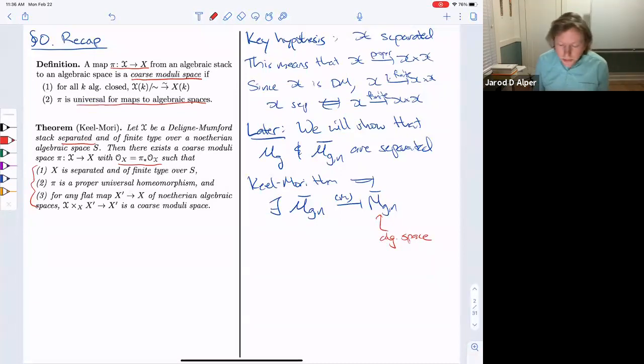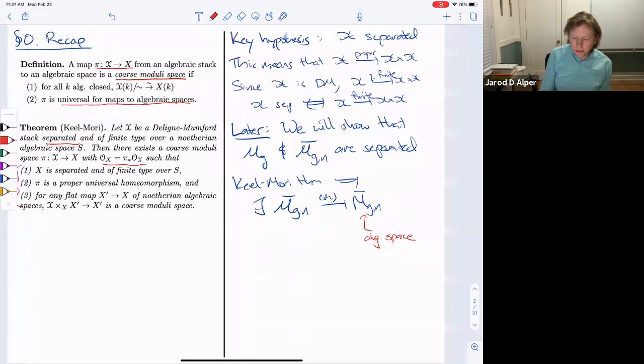Right, and the Keel-Mori theorem is, I would say, one of the main theorems of the entire course. It's what lets us get started to construct an algebraic space that we then show is a projective variety. And due to its importance, and since I covered it last lecture, I'd like to give a systematic review of the ingredients that went into the Keel-Mori theorem. And at the same time, explain how similar methods give you the general Keel-Mori theorem.